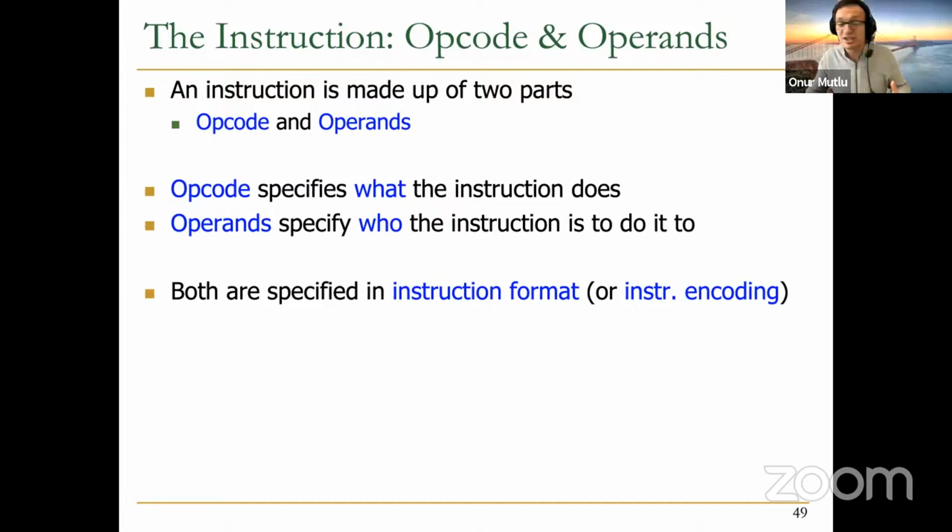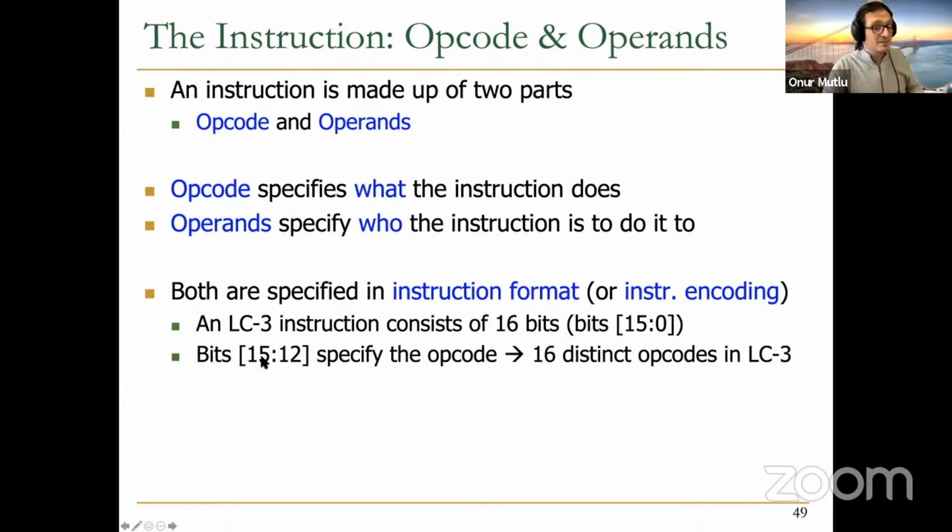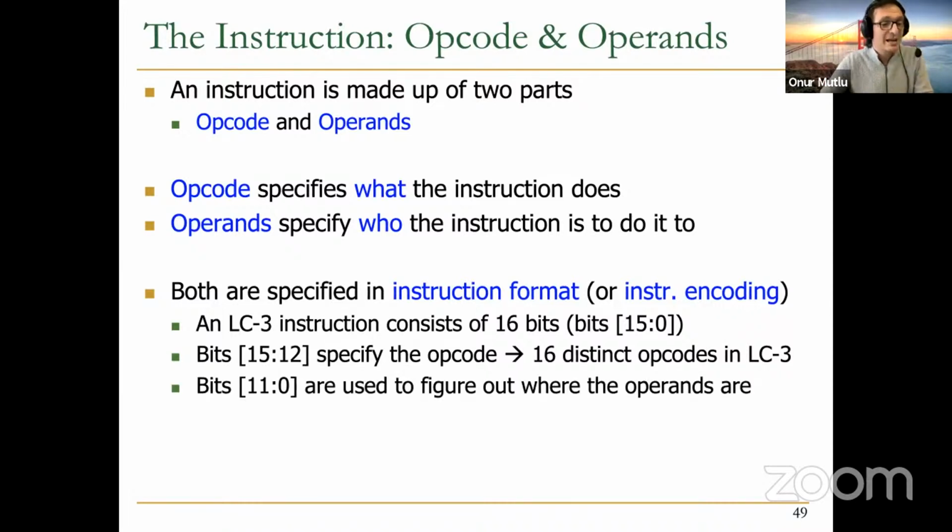Instruction format is also called instruction encoding. They're the same thing, essentially. For example, an LC3 instruction consists of 16 bits, and you can specify that as bits 15 through 0 in Verilog format, if you remember. Bits 15 through 12, the most significant 4 bits, specify the opcode of the instruction, which means 4 bits are dedicated to the opcode. As a result, there are 16 distinct opcodes in LC3, right? And bits 11 through 0, the remaining 12 bits, are used to figure out where the operands are.